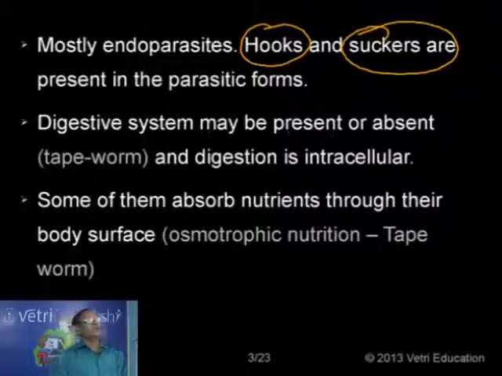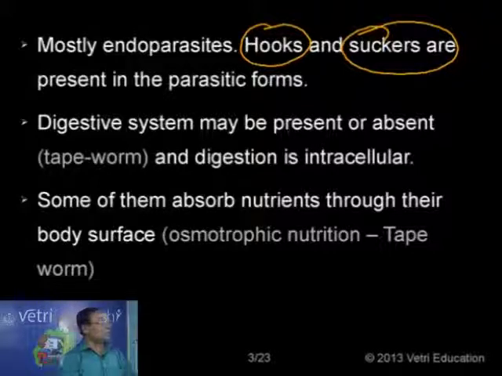As another adaptation regarding the parasitic nature, in parasitic forms the digestive system is poorly developed or even absent. In the case of two organisms, namely planaria and liver fluke, some of the digestive system is present.